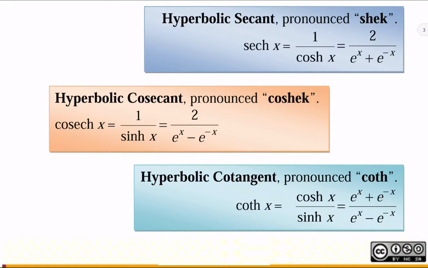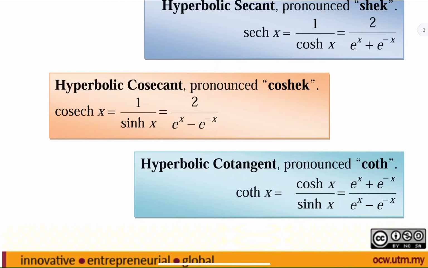Hyperbolic cosecant, pronounced as cosech, is 1 over sinh x, which is equal to 2 over e^x minus e^(-x). Basically we know that cosech is 1 over sinh x. The definition for sinh x just now is e^x minus e^(-x) over 2. So after we rearrange, we will have 2 over e^x minus e^(-x). That's why we obtain this one here.